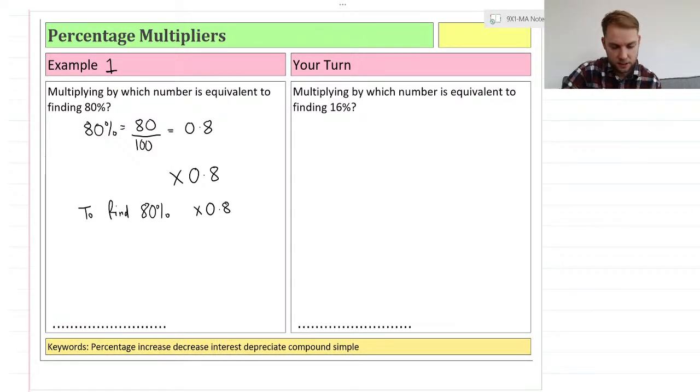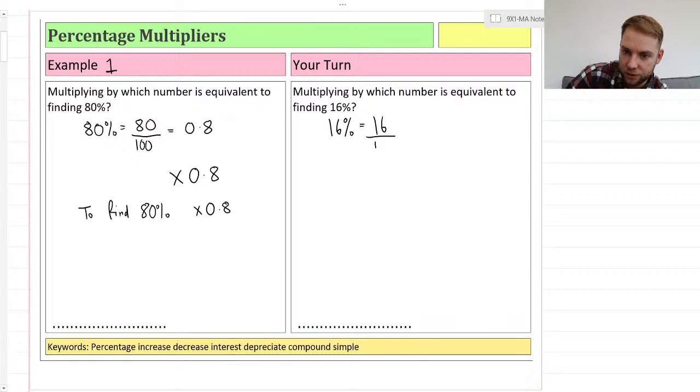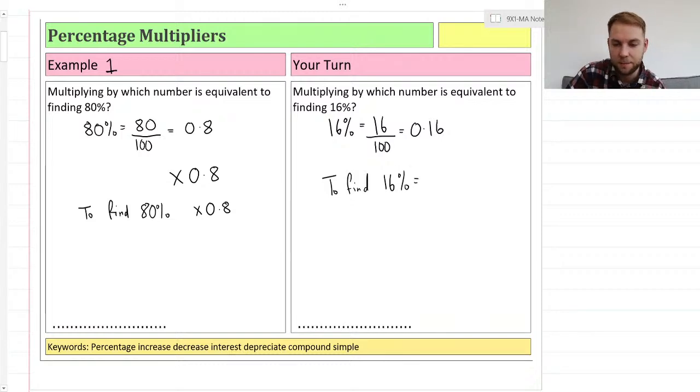So let's go through it then. Which number is equivalent to finding 16%? Well, this one here is going to be 16%, which means 16 divided by 100, which is equal to 0.16. So if I wanted to find 16%, this is the same as timesing by 0.16. Brilliant.